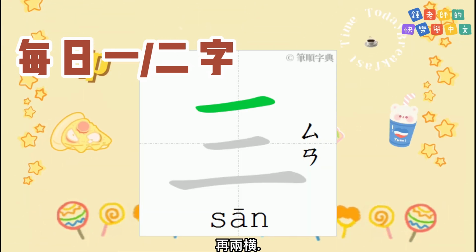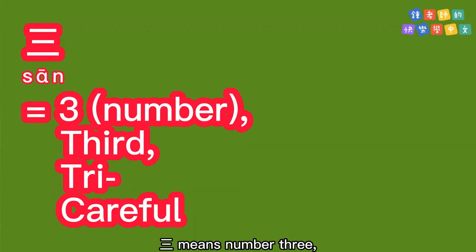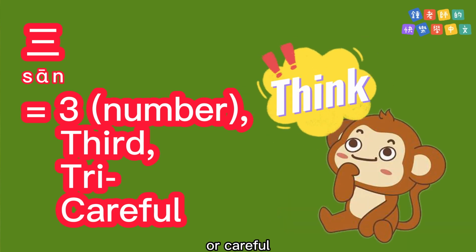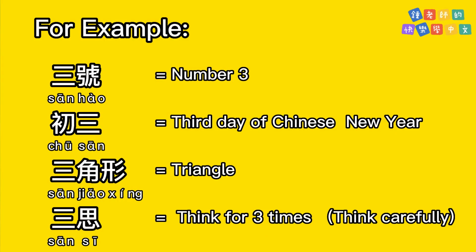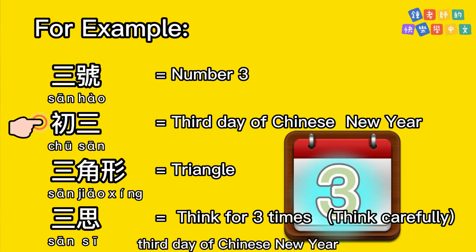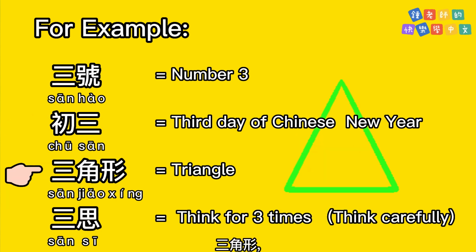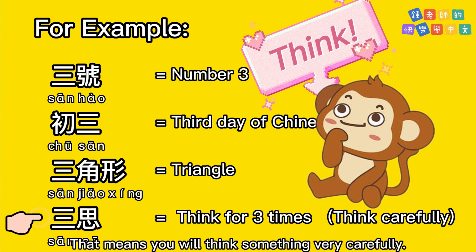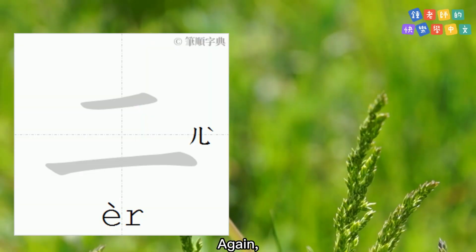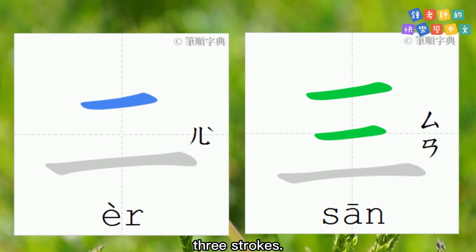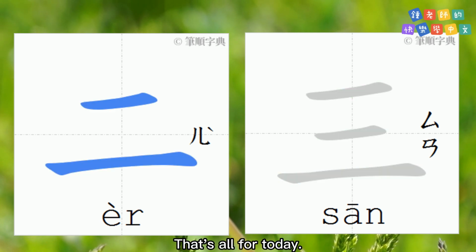一横，再两横. 三 means number three, or third, or try or careful. For example, 三号 means number three, 初三 is the third day of Chinese New Year. 三角形 means triangle. 三思 means think three times, that means you will think something very carefully. Again, 二 two strokes, 三 three strokes. That's all for today.